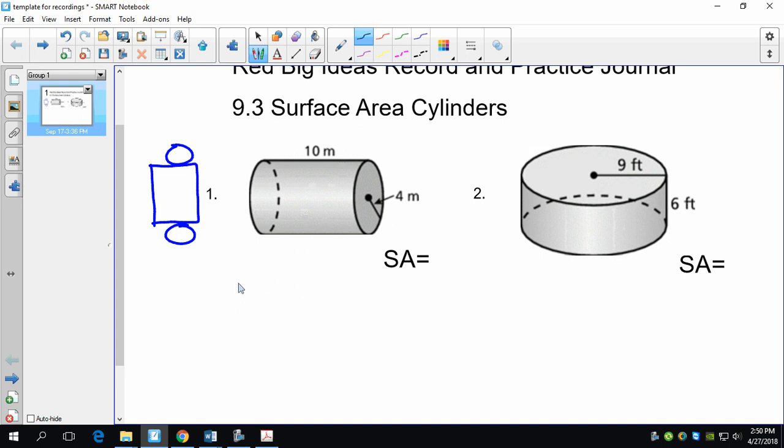Our formula for surface area of a cylinder is 2 pi r squared plus 2 pi r h. Okay, so far so good. Now, when we find surface area of a cylinder, we need two measurements. We need this measurement here, the radius, which is 4, and we need this measurement here, which actually is the height, even though it's kind of laying down. That's going to be the height of our cylinder.